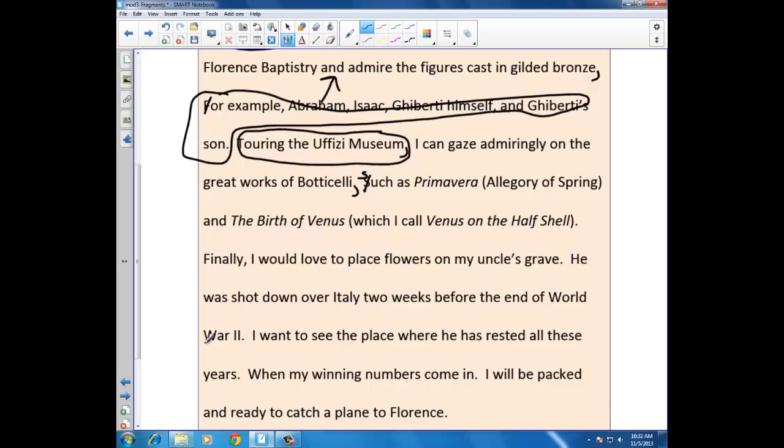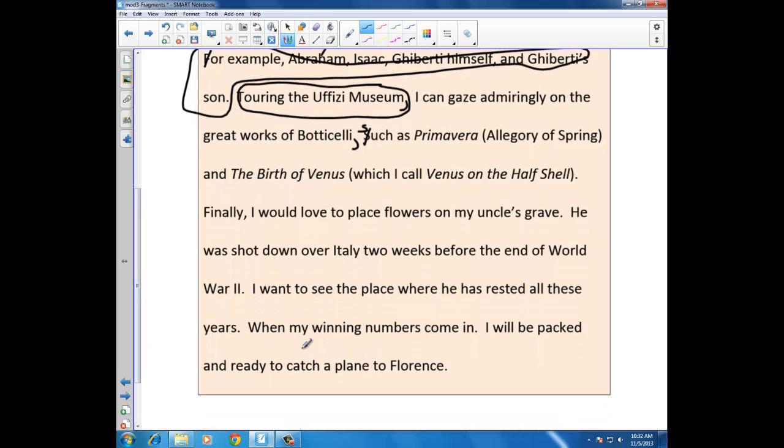Finally, I would love to place flowers on my uncle's grave. Complete sentence. He was shot down over Italy 2 weeks before the end of World War II. Complete sentence. I want to see the place where he has rested all these years. Complete sentence. When my winning numbers come in, dependent clause, fragment, we place the comma after in and we join it to the independent clause. I will be packed and ready to catch a plane to Florence.